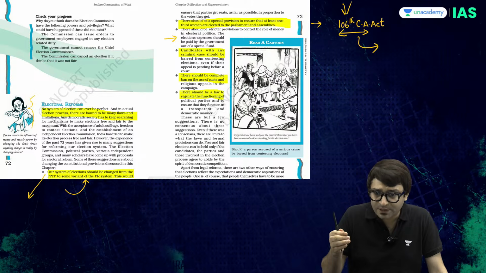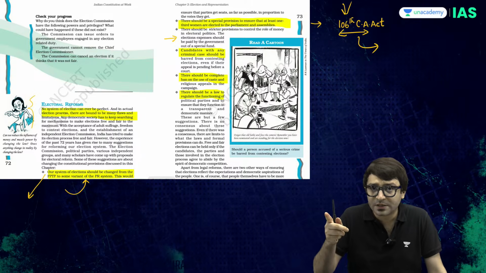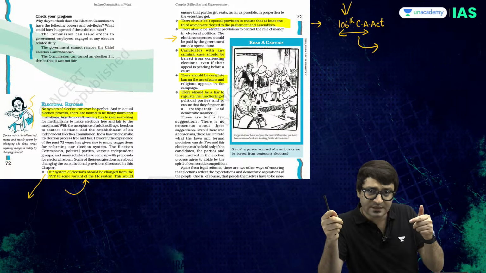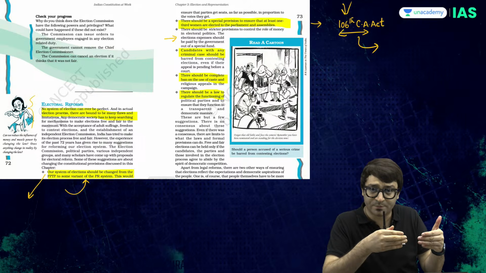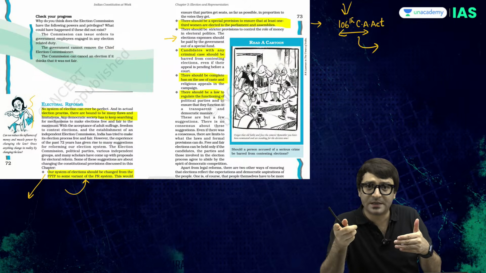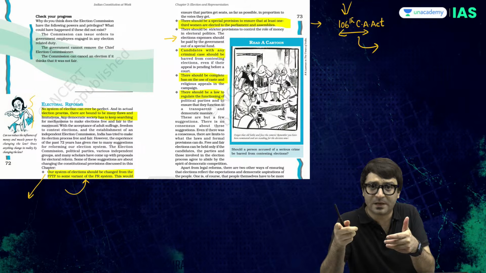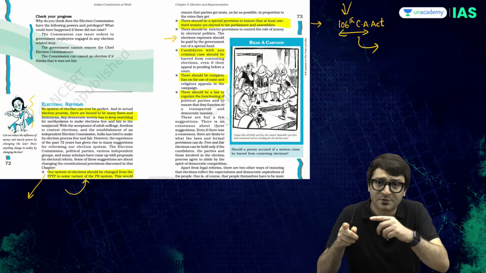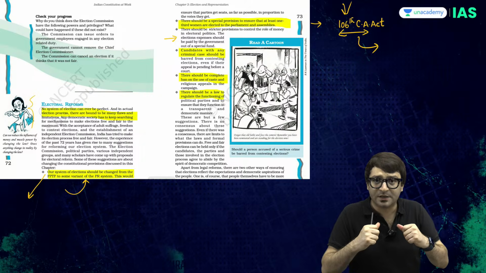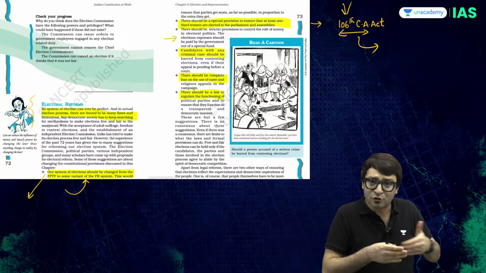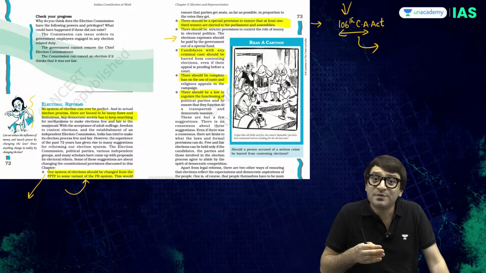And where do political parties get this money from? Corporates. Don't you think there is a quid pro quo? Why should a corporate donate money to a political party? A company donate money to a political party? So that if this political party comes to power tomorrow, it will make favorable policies for my company, for my industry. So there is always a quid pro quo. Then how is this election fair?